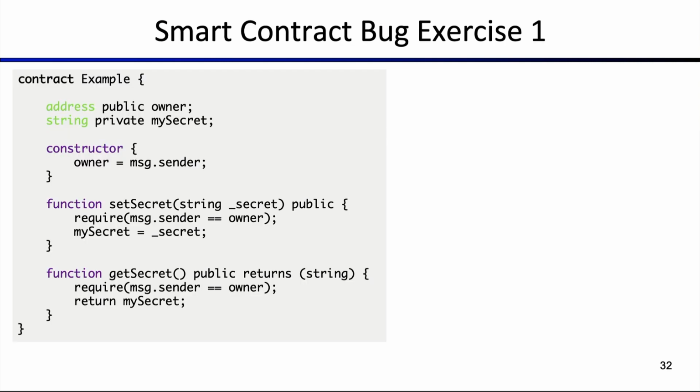So let's move on to another smart contract bug exercise. We have here a contract called Example, and we have two state variables. We have an address called owner, and another state variable called mySecret, and this one is private, right? We have a constructor in this smart contract, which is good because it sets the owner to the one deploying the contract. We have a function setSecret and a function getSecret. Again, can you tell me what is conceptually wrong about this smart contract? Why is this not a good idea?